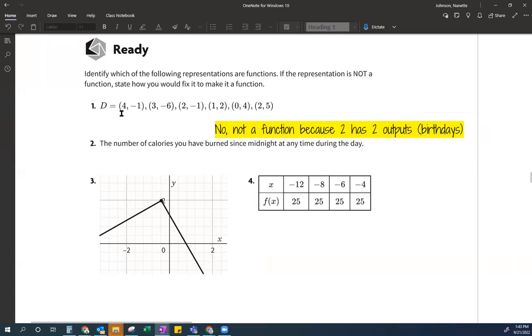Okay, so yeah, you're right. No, it's not a function because look, 4, -1, he's fine. 3, -6, he's fine. 2, -1 is fine. 1, 2 is fine. 0, 4 is fine. But then 2 tries to come back in for another birthday. So the answer to this one is no. I'm going to skip 2 for now because no one asked for 2. So I just want to squeeze it in at the very end. What do you think about 3?